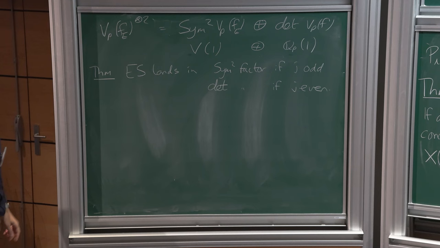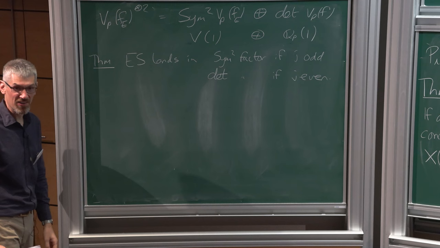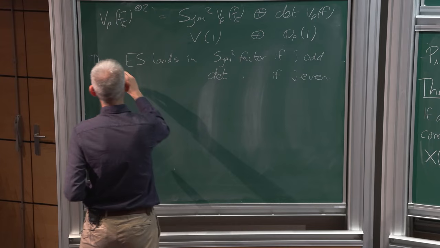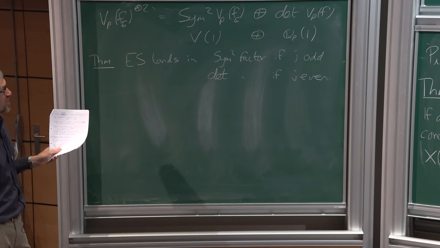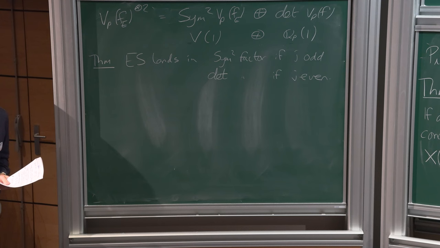So not only does this Euler system project trivially to the pieces of wrong parity, but in fact there exists no non-zero Euler system for these other factors. So this is not so difficult to check. So can we just say, let's project these classes into the Sym square, and that's an Euler system for the Sym square? And it doesn't work because of the following evil trap.